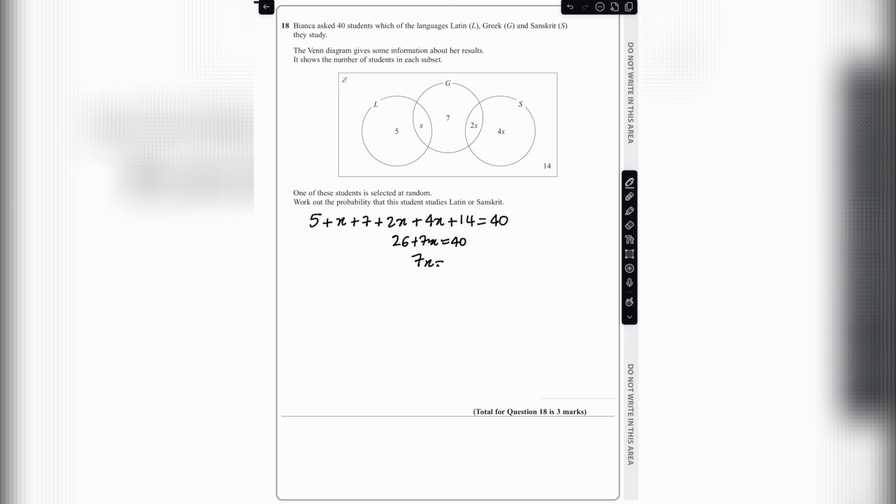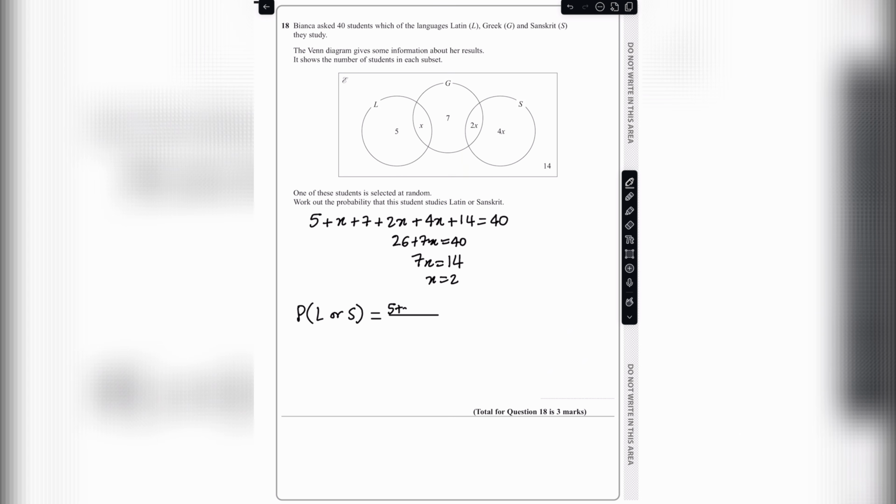So 7x equals 40 minus 26, which is 14. Therefore, x equals 2. So the probability of this student studying Latin or Sanskrit can be determined by adding all the values in the Latin circle and all the values in the Sanskrit circle.